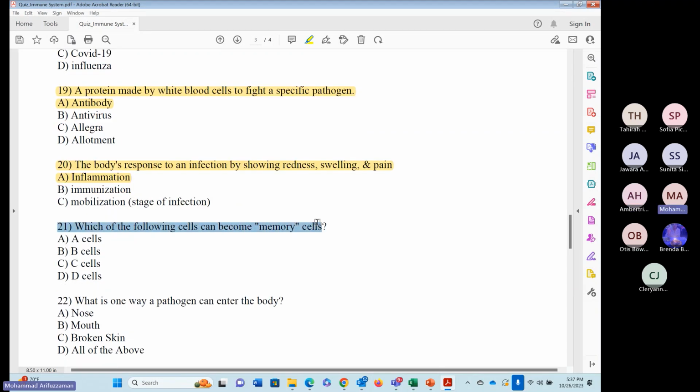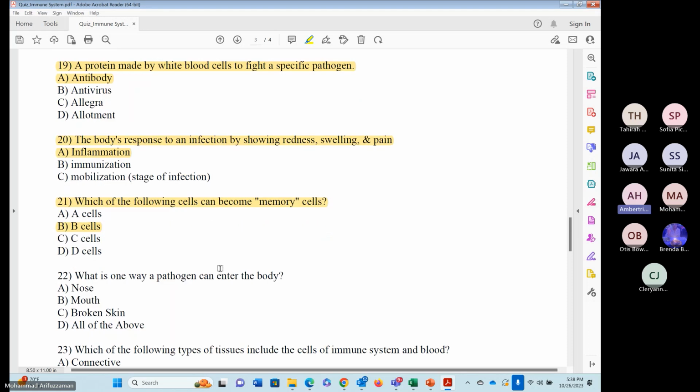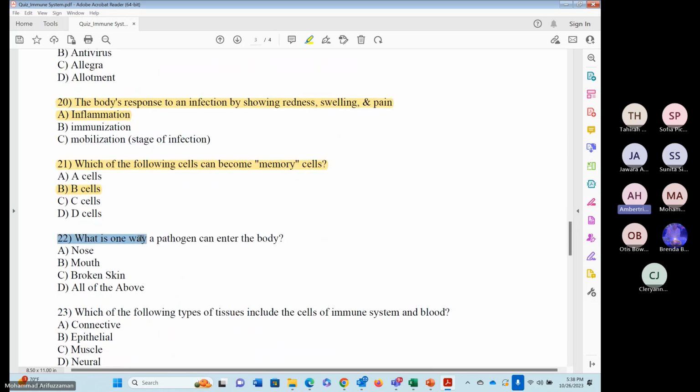Which of the following cells can become memory cells? B cells. Following differentiation, B cells differentiate into plasma cells and memory cells. The plasma cells produce antibodies and the memory cells provide future immunity. What is one way pathogens can enter the body? All of the above. Correct. So pathogens can enter through the nose, oral cavity or mouth, or unbroken skin. Good.